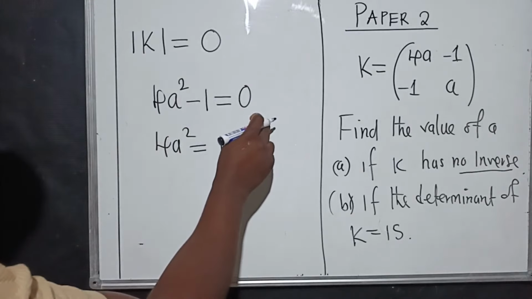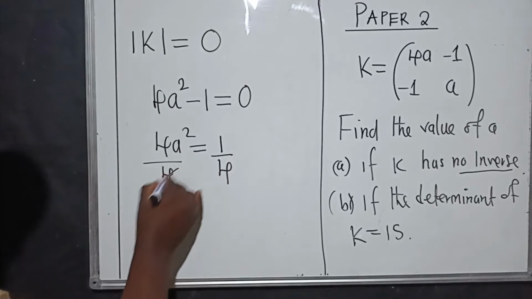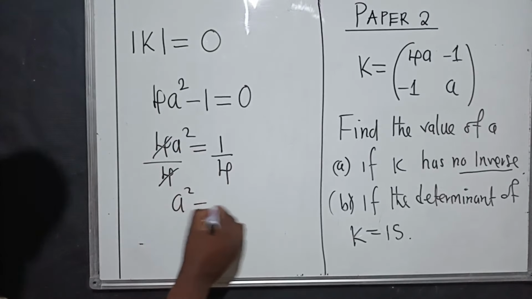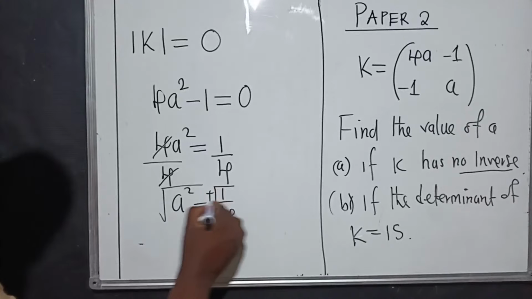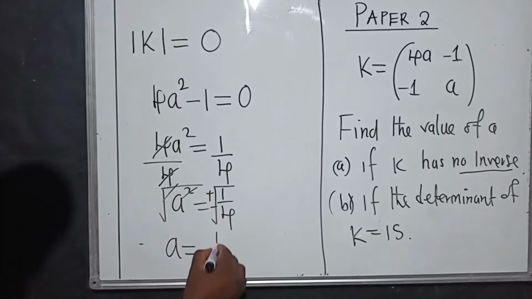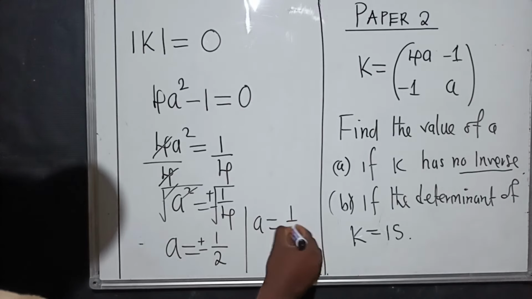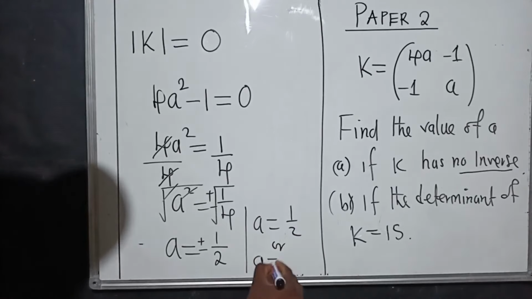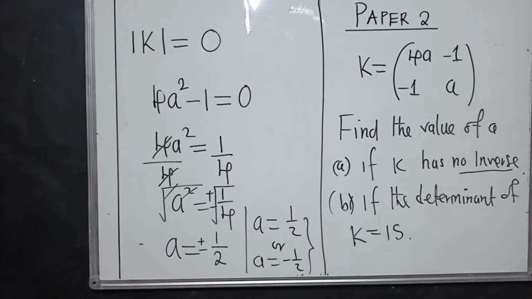This one will go to the other side of the equation. We divide by 4 by 4, so this and this will go. A power 2 is equal to 1 over 4. Find the square root, so this power 2 and the root will go. A will be equal to, here, square root of 1, it's a 1, and we can say positive or negative. Square root of 4, it's a 2. So the two answers are A is equal to 1 over 2 or A is equal to -1 over 2. So these are the two answers.